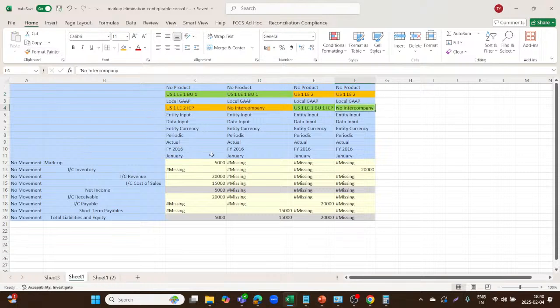Alright. The remaining I have taken the same, that is entity input, data input, base level, entity currency and all. These are all my accounts and this is my movement. So I am entering at no movement. So my first account is markup.